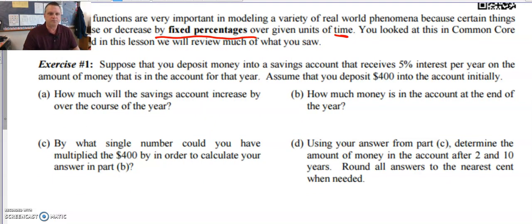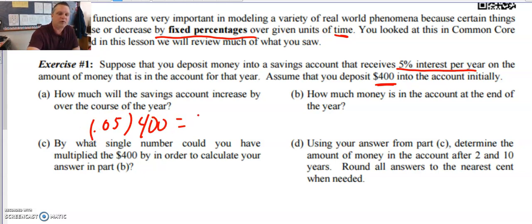So in exercise 1, suppose that you deposit money into a savings account that receives 5% interest per year on the amount of money that is in the account for that year. Assume that you deposit $400 into the account initially. How much will the savings account increase by over the course of the year? If it receives 5% interest per year, it is 0.05 times 400, which is $20. So that's how much the savings account will increase.